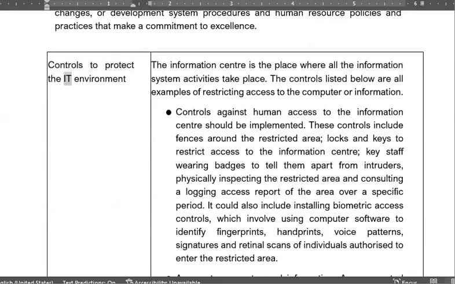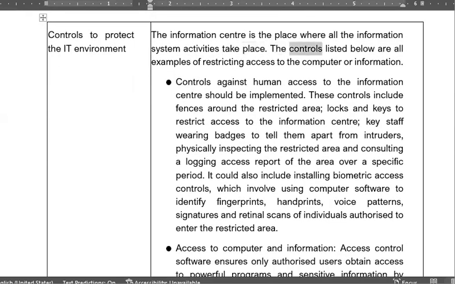Controls to protect the IT environment. The information center is the place where all the information system activities take place. The controls listed below are all examples of restricting access to the computer or information.